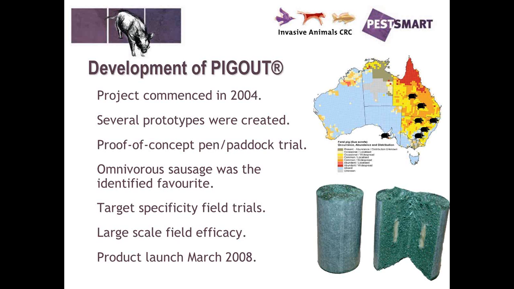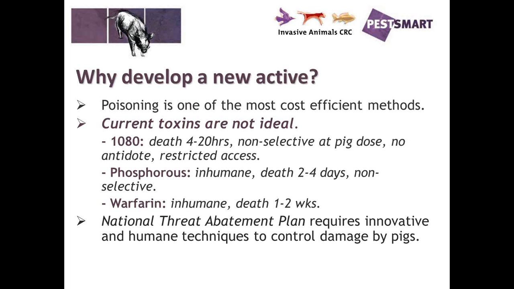And it was quite successful, this process, and the product, as a result, was launched during 2008, which is Australia's first manufactured feral pig bait. The other thing we wanted to do was to develop a bait with a new active, because poisoning is one of the most efficient techniques for controlling feral pigs in Australia, although some of the current toxins are not ideal.